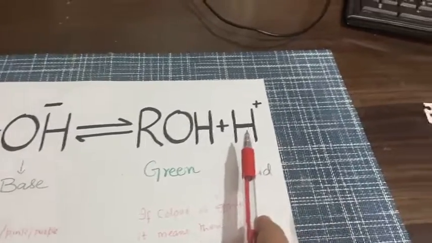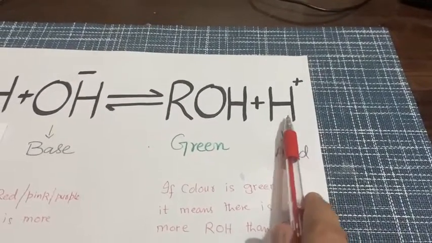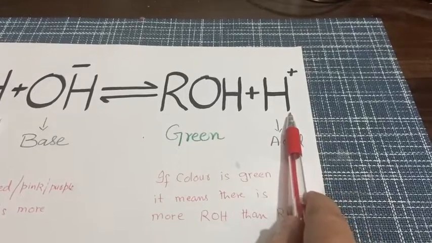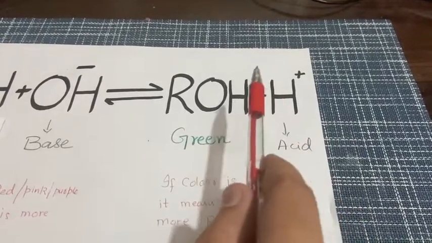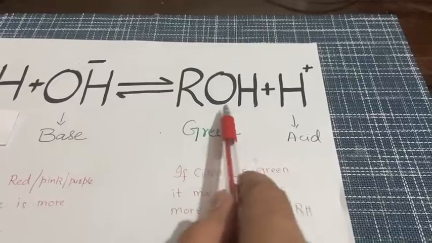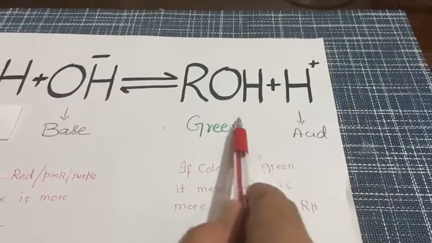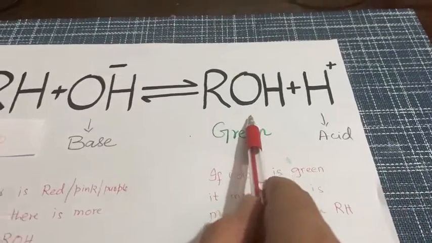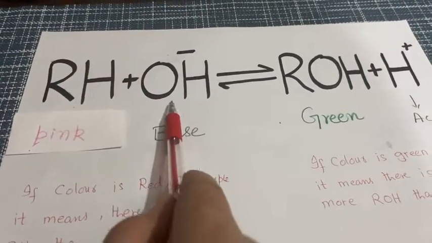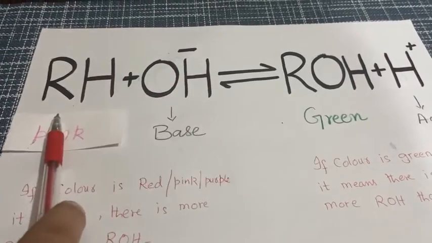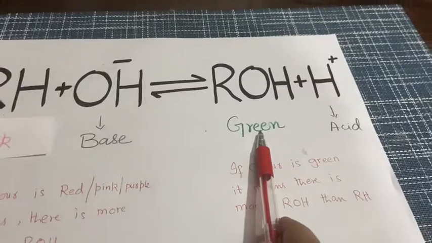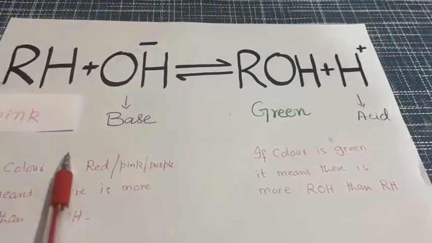Similarly, when I added extra hydrogen ion into the solution, the position of equilibrium was disturbed. To regain the equilibrium, the excess of H ion reacts with ROH and produces more and more OH ion and RH. Therefore, the color of the solution was changing from green to pink.